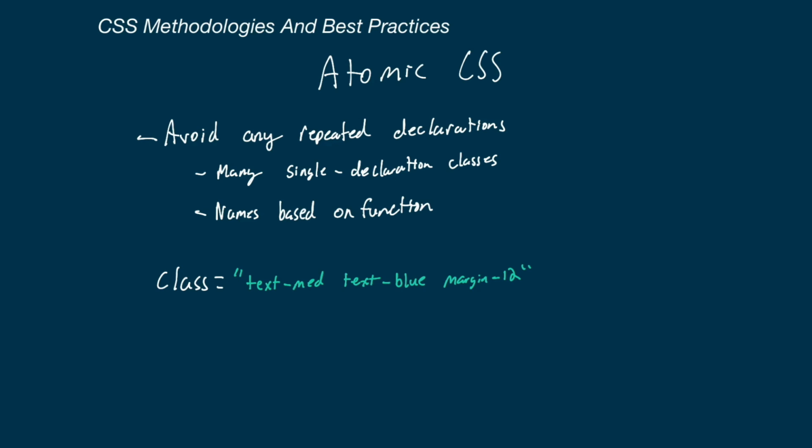And next, we have Atomic CSS, which is a fairly simple concept. The idea here is to avoid any repeated declarations and make CSS classes for them. Then these classes will get names based on their function.